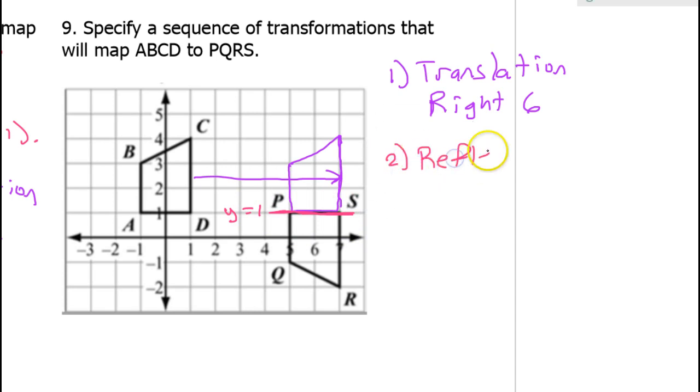So that's going to be my second transformation, a reflection over the line y equals 1. So if I do both of these in sequence, the first trapezoid will map onto the second trapezoid. Slide it to the right and then reflect it upside down and you've got it.